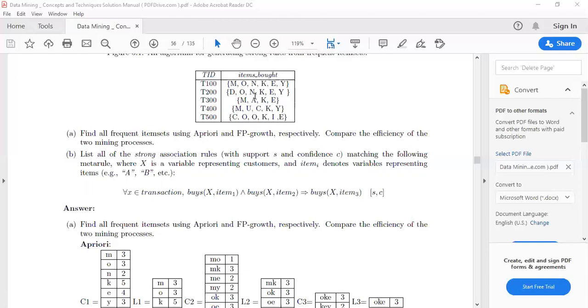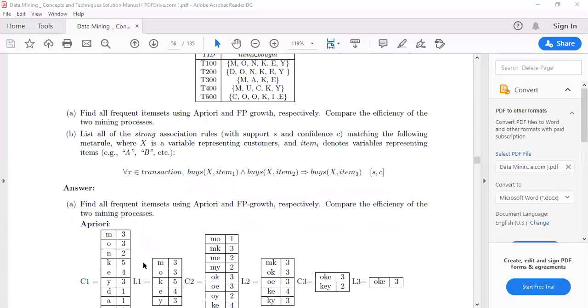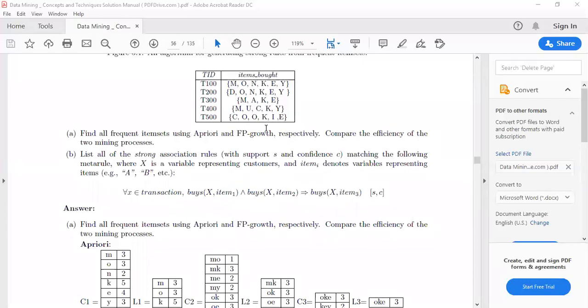If we take the N value, see here 1, 2, the value is 2. Like that we are taking the value of K. K has happened in 1, 2, 3, 4 and 5, so 5. Then the E value is 1, 2, 3, 4, so the value is 4. And the Y value is 1, 2, 3, so the value is 3.